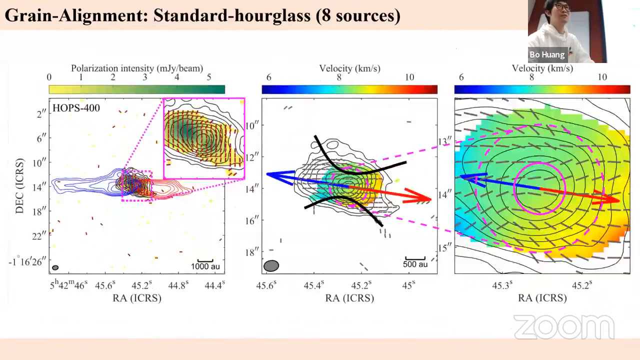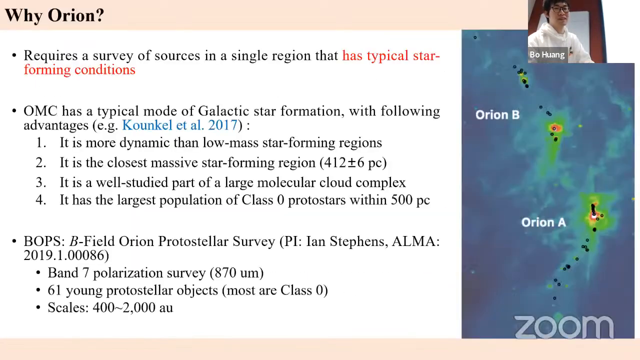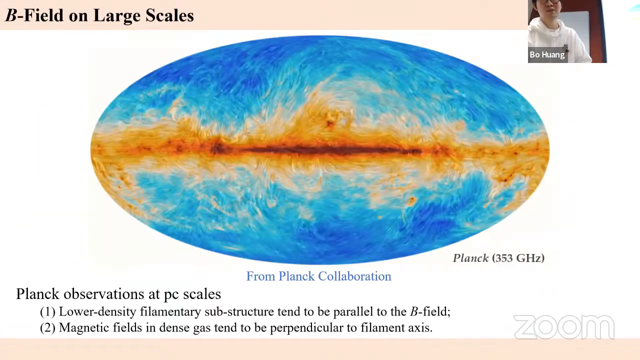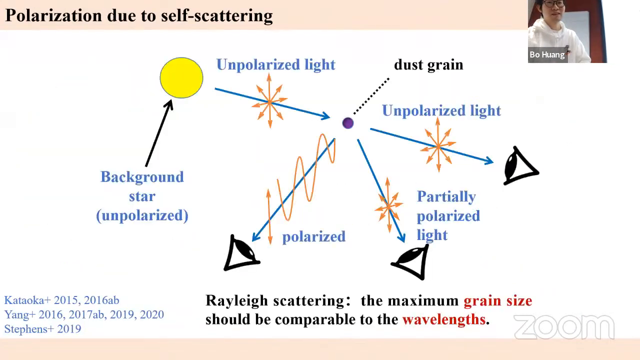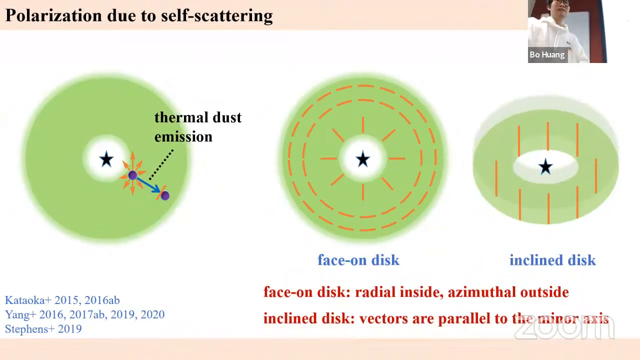I see. So the question is about the property of the self-scattering. From the observation, we almost always observe inclined disks, and the polarization pattern is always perpendicular to the minor axis of the disk. This is the property that we have observed.